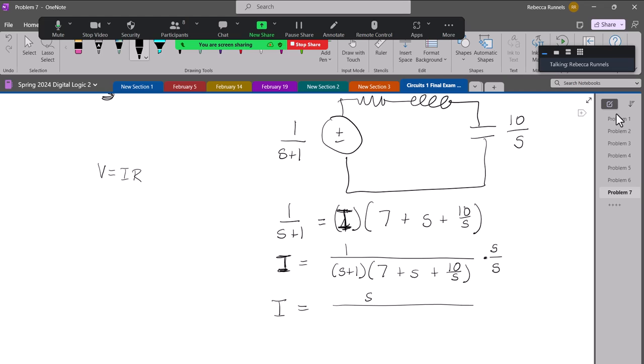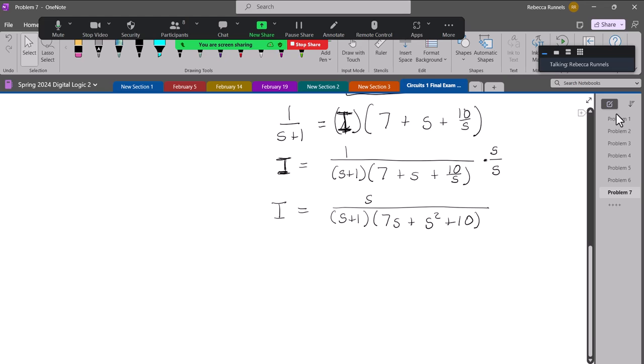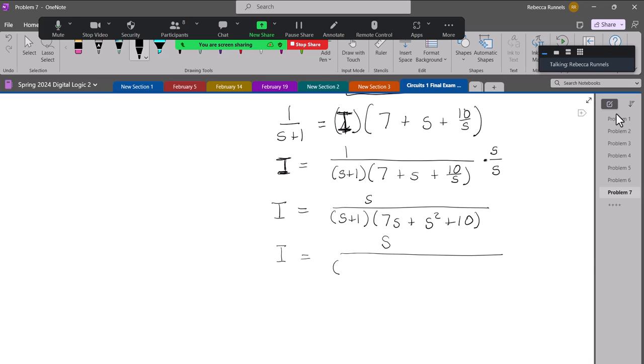And I get S over S plus 1 times 7S plus S squared plus 10. Now that's looking a little nicer. Just going to not really do anything here, just change the order. And it becomes S squared plus 7S plus 10.